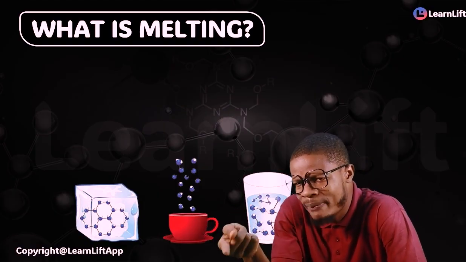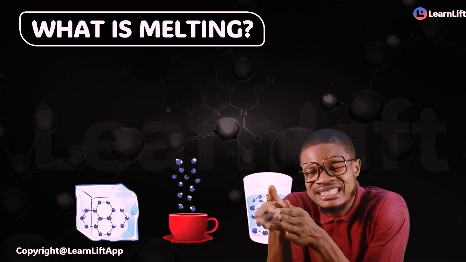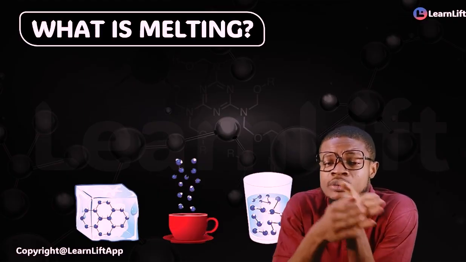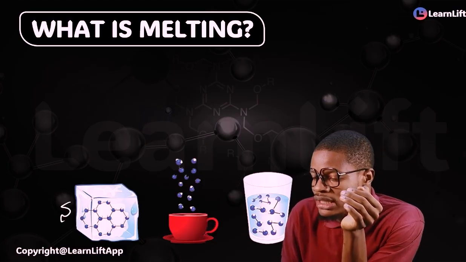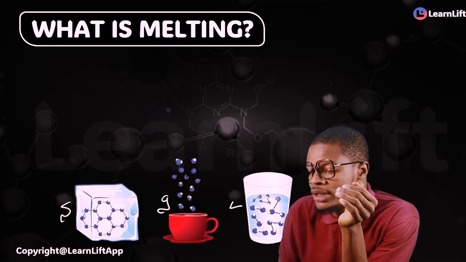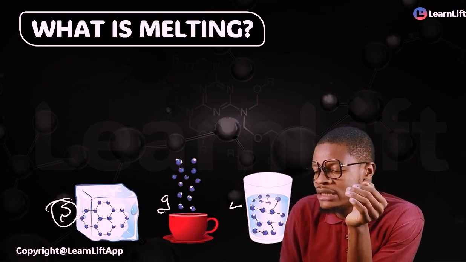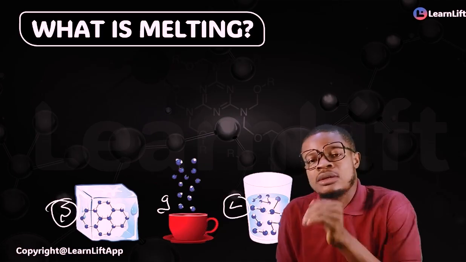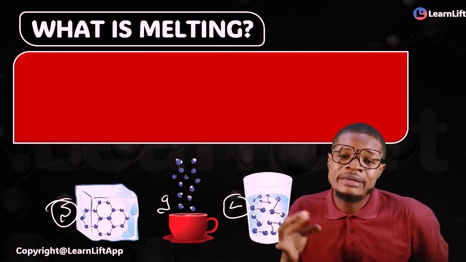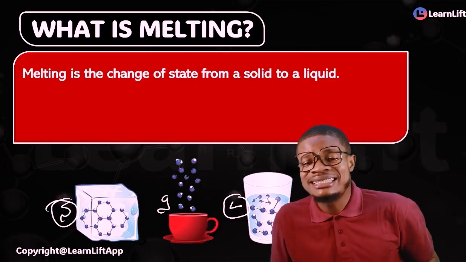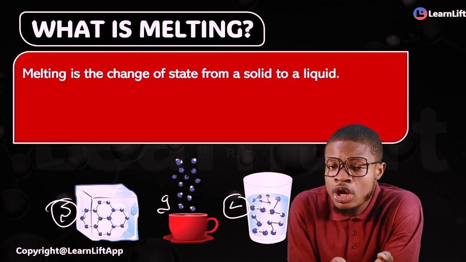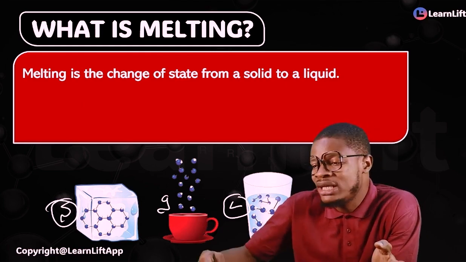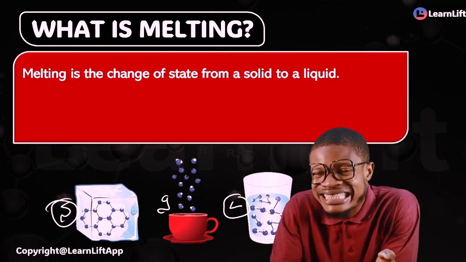For something to melt, it is transitioning from solid all the way to liquid. So let's say this is your solid, this is your gas, this is your liquid. If you are moving from solid all the way to your liquid state, what is that called? It's called melting. That's why, simply put, we say melting is the change of state from solid to liquid.